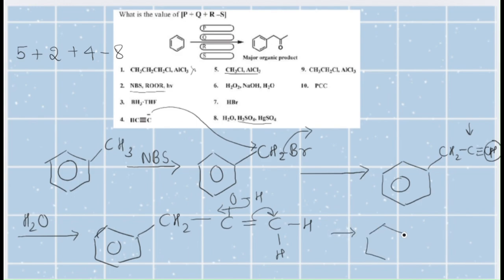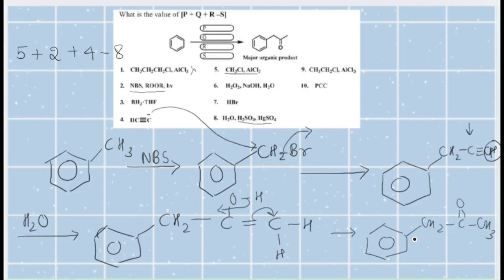So what are you going to get here? You are going to get CH2 COCH3. That means it is a ketone. And look at this, compare with the major organic product given in the question. Yeah, it is exactly that, right?